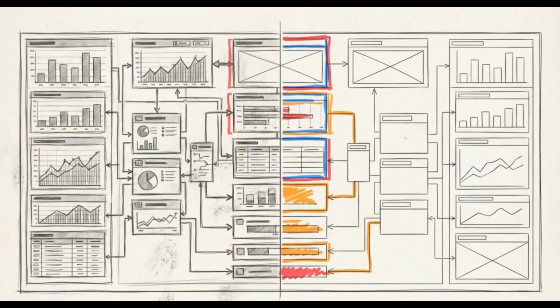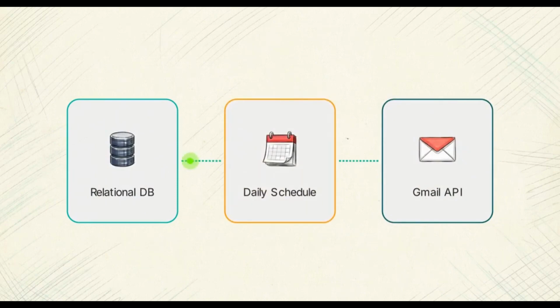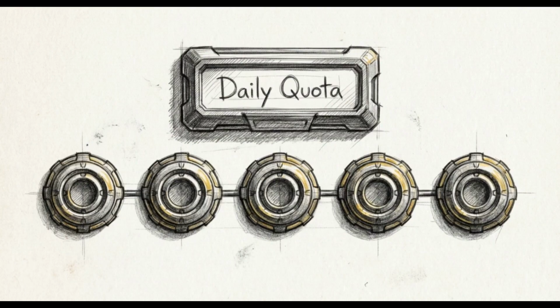In this build, we are going to reconstruct a complex SaaS dashboard from a single screenshot, connect a relational database, and use the Gmail API to handle automated daily reporting. We will complete the entire full-stack build in under 6 minutes, without writing code, using the 5 free daily credits provided in Creo's updated tier.